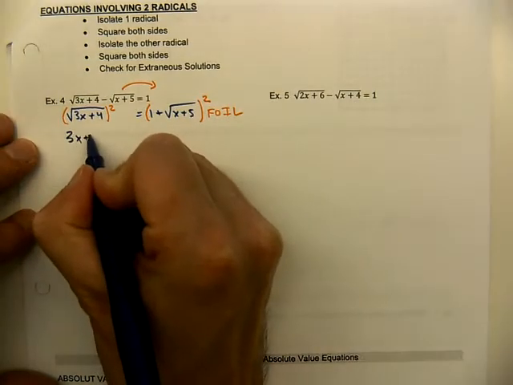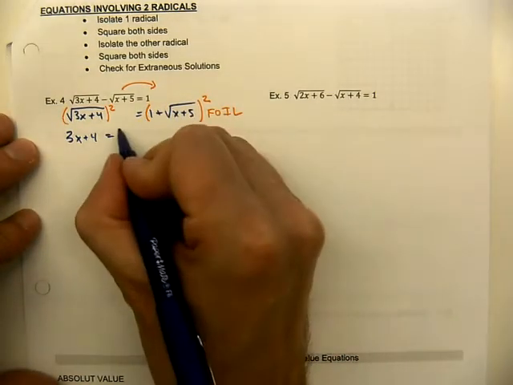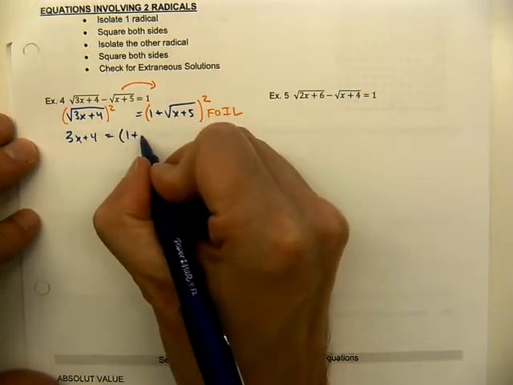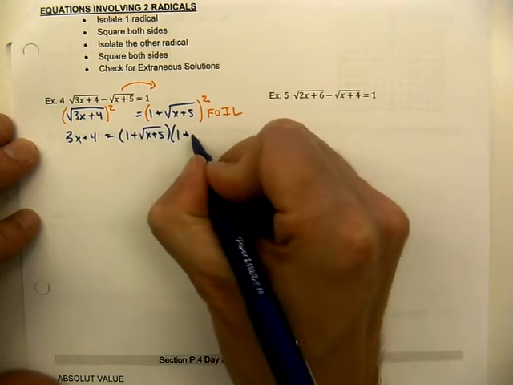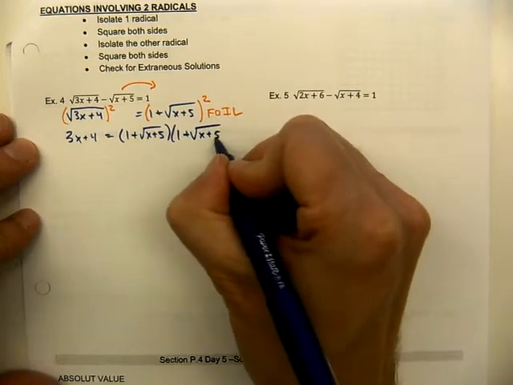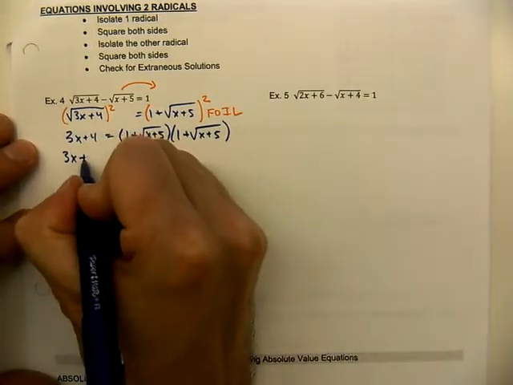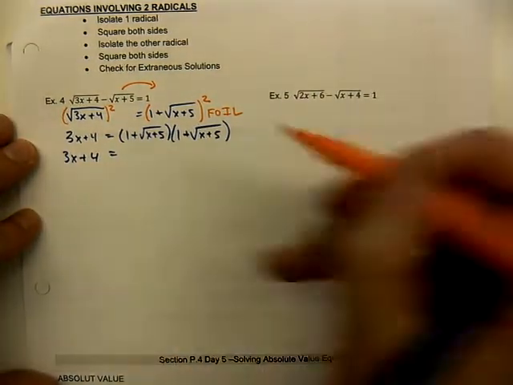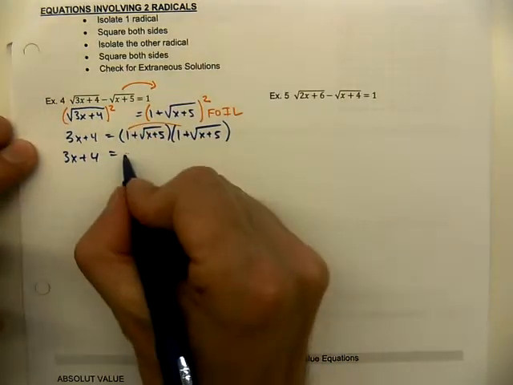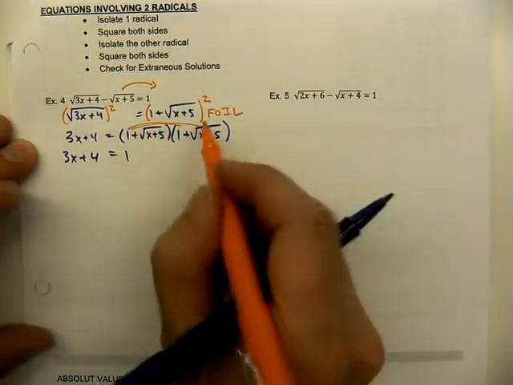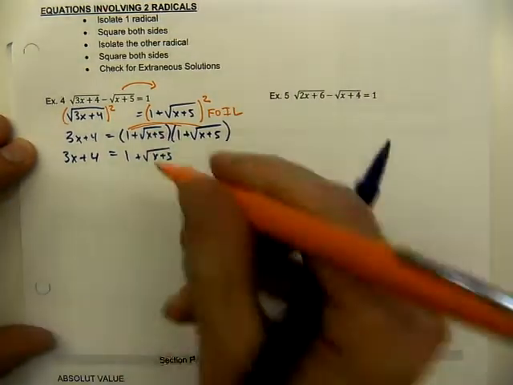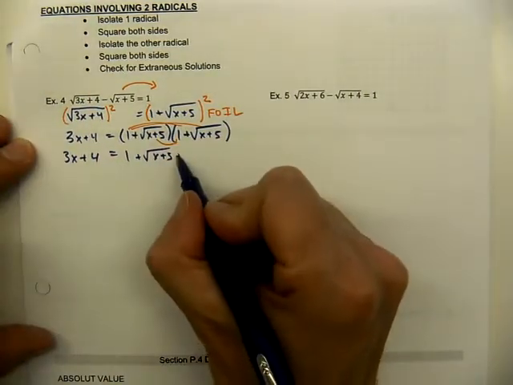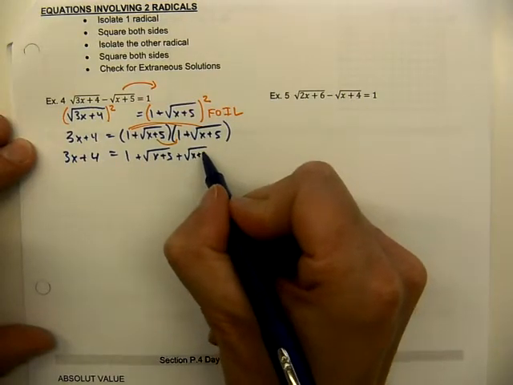So we have a 3x plus 4 on the left. On the right, let's see what that would look like if we write it out: 1 plus root x plus 5 times another 1 plus root x plus 5. So let's FOIL the right-hand side. So 1 times 1, and then the outer terms give me a positive root x plus 5. The inside terms give me another root x plus 5.